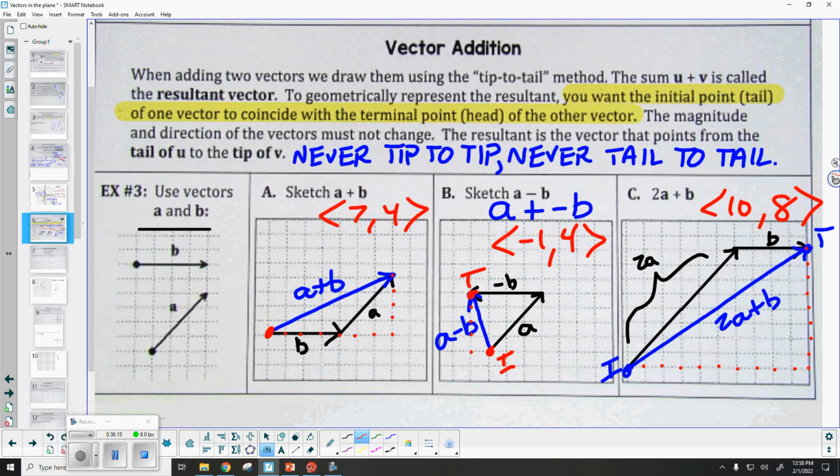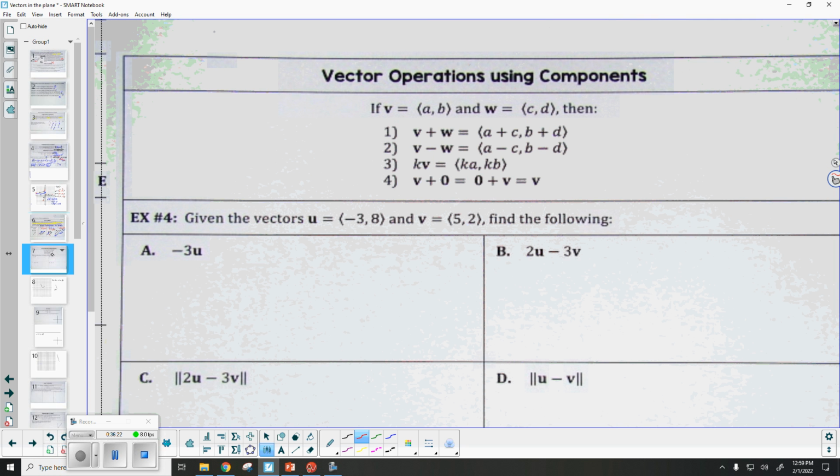Questions? How we doing? Excuse me. Well, the only other thing I want to show you, we are going to start with this tomorrow. I do want to at least show you the properties here. If you have the component form of two vectors, V and W, if you want to add two vectors, then you simply add the x's, add the y's. If you want to subtract two vectors, you subtract the x's, subtract the y's.